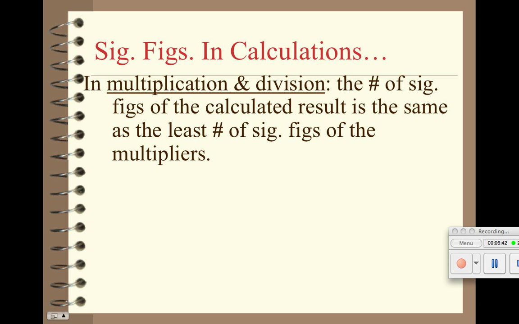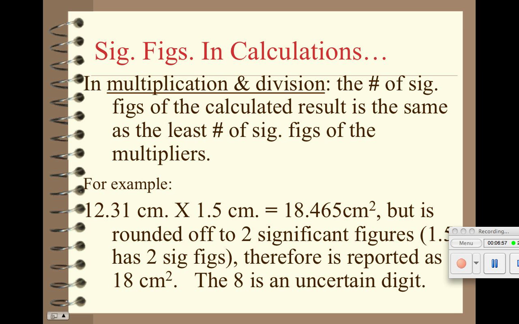Let's first look at multiplication and division. In multiplication and division, the number of significant figures of the calculated result is the same as the least number of significant figures in the multipliers. Or dividers. So let me give you an example. If I'm going to take this number, 12.31, and multiply it by 1.5, I get on my calculator a number that comes out to 18.465. But where do I round it off to? I round it off based on significant figures.